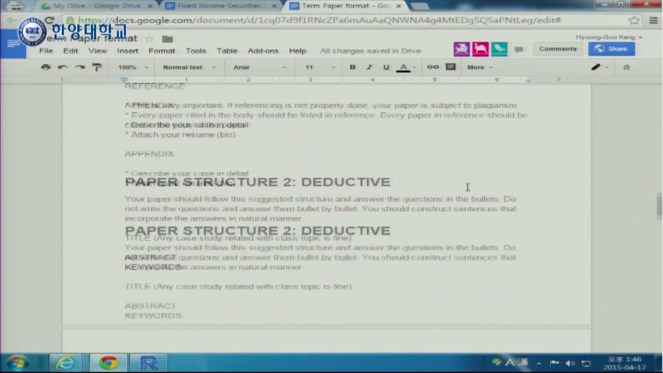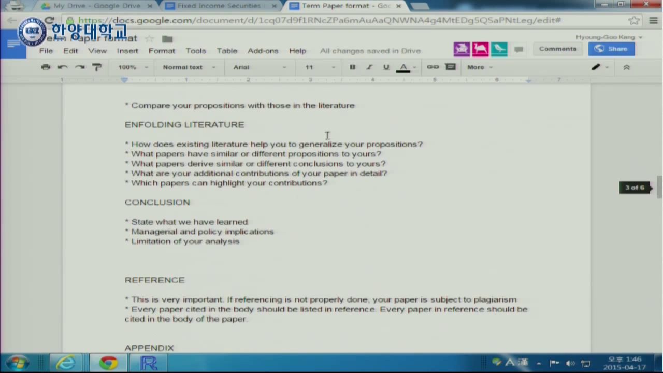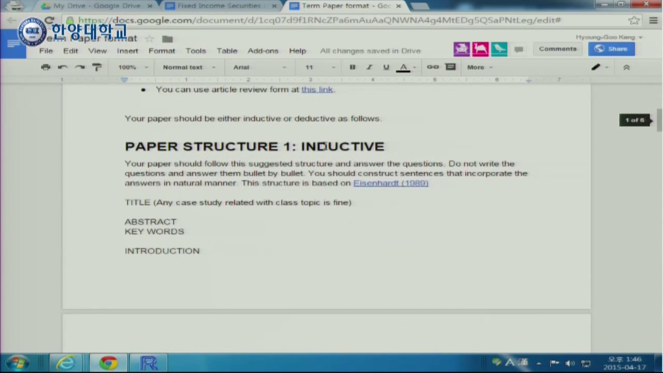Again, as I explained, when you write a paper, it is either phenomenon-driven or theory-driven. First, the inductive method, which is phenomenon-driven. When you write phenomenon-driven, your paper should look like this. Your paper should follow this suggested structure and answer the questions. Do not write the question and answer them bullet by bullet. You should construct sentences that incorporate the answer in a natural manner. This structure is based on Eisenhardt.